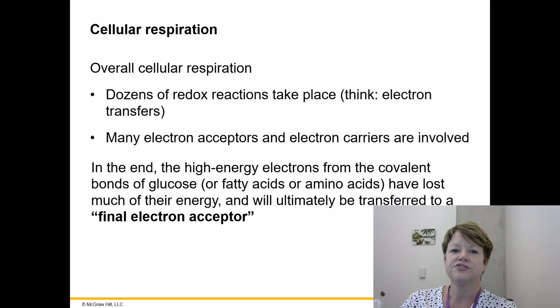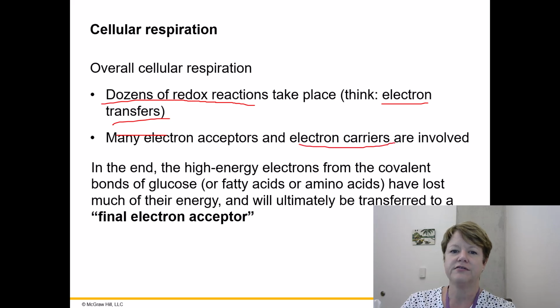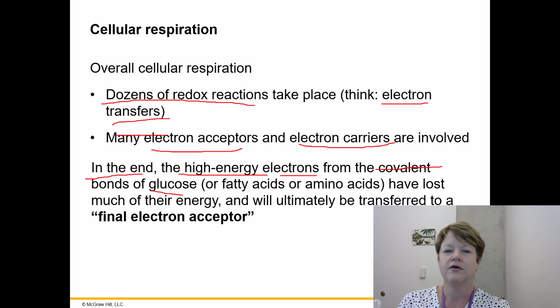So cellular respiration overall is going to involve dozens and dozens of redox reactions, which are electron transfers. And electrons carry energy, so it's also energy transfers, which means there's going to be a lot of electron carriers and some things called electron acceptors. But in the end, what's going to happen involves the high energy electrons that came from the covalent bonds of glucose as glucose is broken apart, or the covalent bonds of fatty acids or amino acids, those carbon to hydrogen bonds.